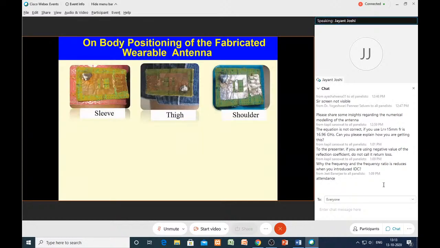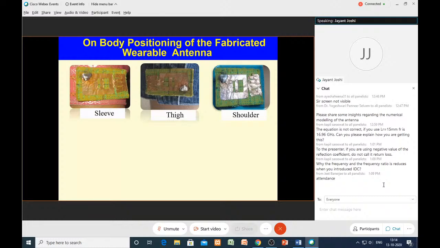This is the on-body positioning, and this work has been appreciated by the experts in that particular workshop. RK Mishra sir and some persons from ISRO and DRDO were there, and respected Professor Ramesh Garg sir also appreciated the work, and the jury appreciated the work. They asked some questions, and we replied.